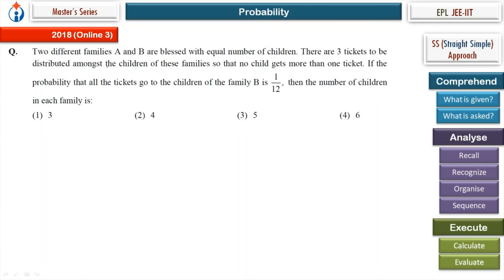2018, online 3. Let's comprehend what is given. Two different families, A and B, are blessed with an equal number of children. Okay. There are 3 tickets to be distributed among the children of these families so that no child gets more than 1 ticket. Okay. If the probability that all the tickets go to the children of family B is equal to 1 by 12, then the number of children in each family is.